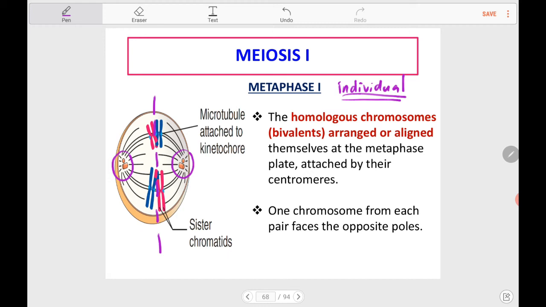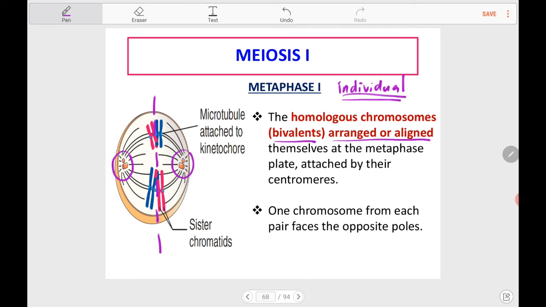Tetapi untuk metaphase 1 of meiosis 1, the main defining process that differ from metaphase of mitosis is it is the bivalent that arrange or align at the metaphase plate, bukannya individual chromosomes. So kenapa ada bivalent? Sebab semasa prophase 1 tadi sudah berlaku synapsis. So itu the main character that differentiate between metaphase 1 of meiosis 1 and metaphase of mitosis.